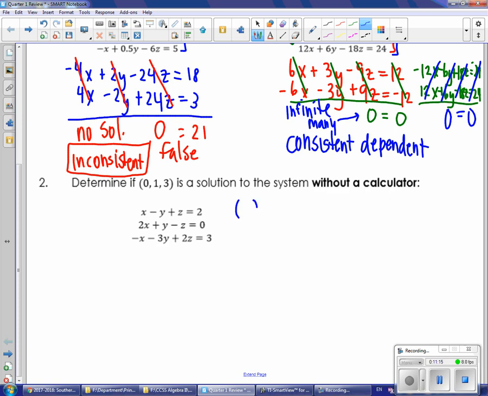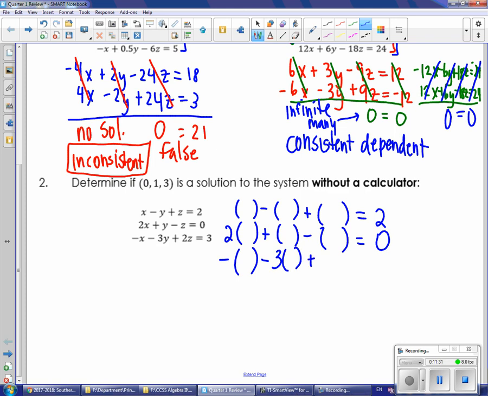So for my first one, it's going to be x minus y plus z equals 2. In the second equation, it's going to be 2 times x plus y minus z equals 0. And then in the third one, it's going to be a negative, parentheses, minus 3, parentheses, plus 2, parentheses, equals 3. And then it makes it really easy for me just to plug in all my x values, so 0, 0, 0, and then all my y values and all my z values. And I find that when I do it this way, I don't make careless mistakes, because this is a problem on your quarterly assessment that you must be able to do without a calculator.